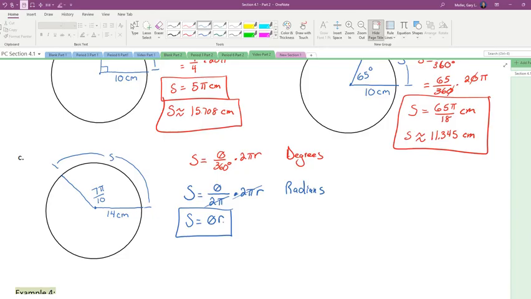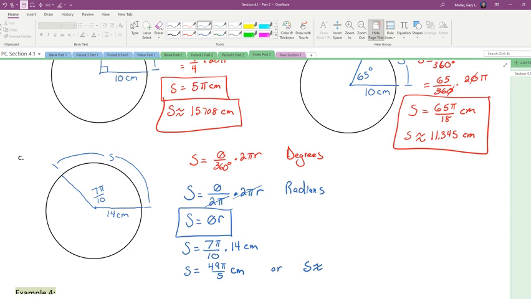So let's find the answer in this case. S equals, the angle measure is 7 pi over 10 radians times 14 centimeters. And we can do a little bit of reducing here. 14 tenths is 7/5. So the arc length in exact terms would be 49 pi over 5 centimeters. Or approximately, I think it's 30 point something when we do the math here. Let's find out.